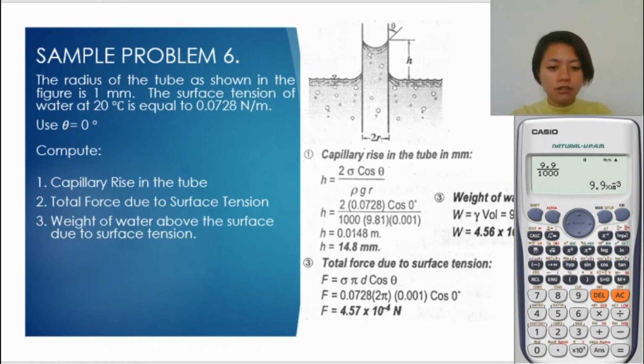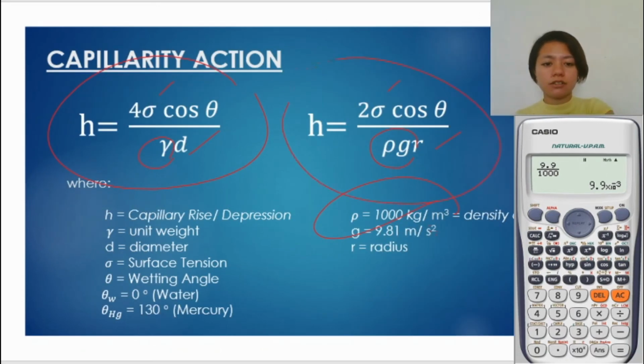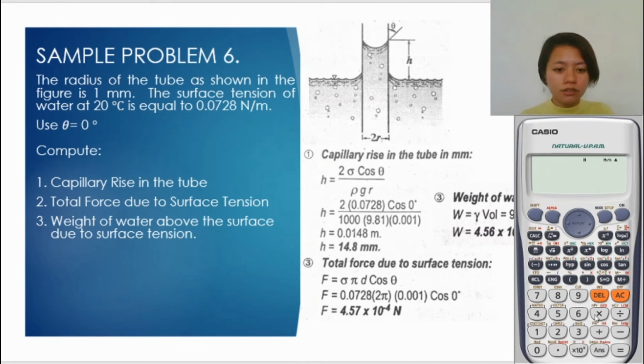So, for the capillary rise in the tube, we will use one formula, in terms of radius. This is the formula we will use. So, we have here 2. What is the given surface tension? 0.0728 again. Surface tension is usually given in these problems, guys, but be careful with the input.